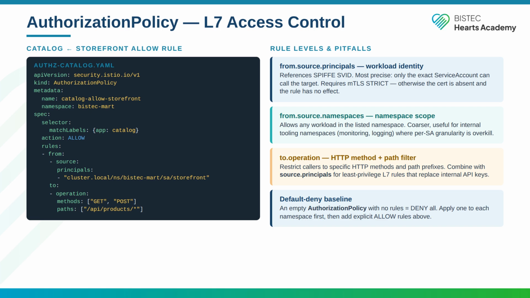The critical prerequisite: principal-based rules require mTLS strict to be active. In permissive mode, plain text callers present no certificate, so the principals field has nothing to match against, and the rule is silently bypassed. Always enable strict before relying on authorization policy for security. To establish a default deny posture, apply an authorization policy with no rules to each namespace. An empty rule set means deny all. Then add explicit allow policies on top.